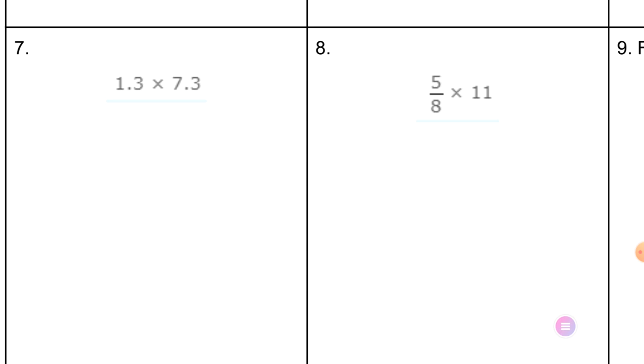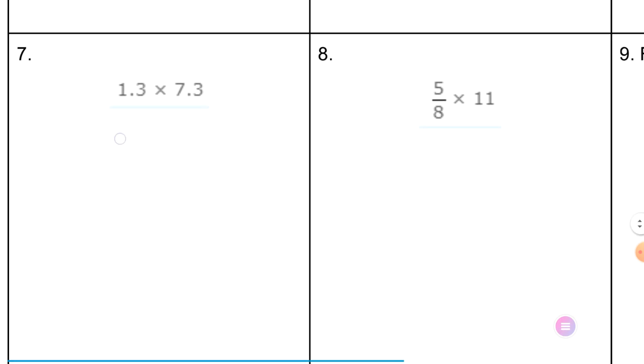How do we multiply decimals? Callie? You forget about the decimal point. We forget the decimal point for a second. So Mila, what two numbers am I going to be multiplying here? 13 and 73. 13 times 73. Which one would I probably want to put on top, Noelle? 73. So I'm going to do 73.